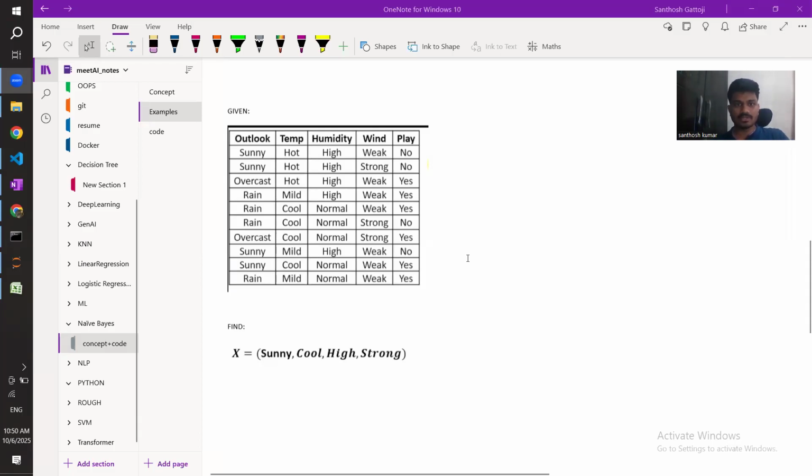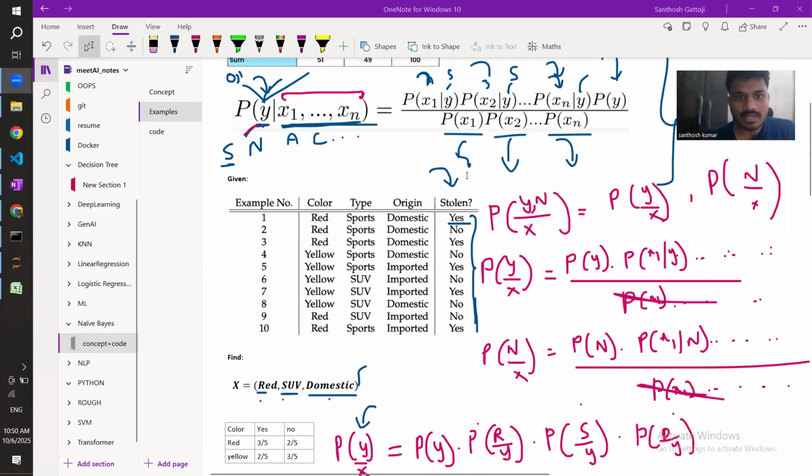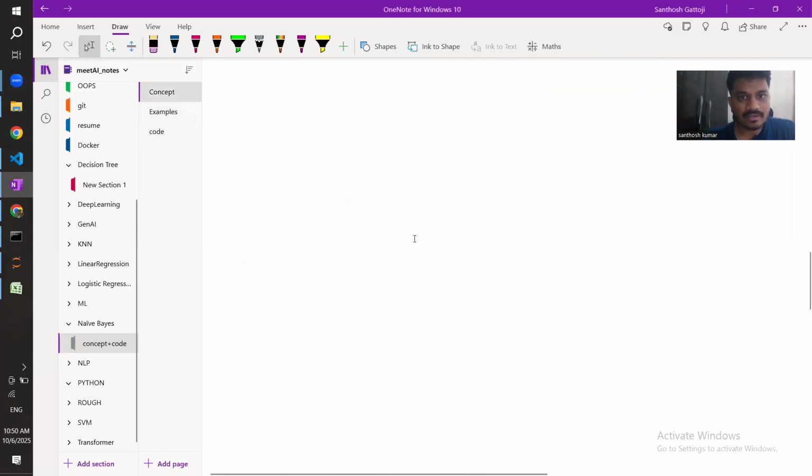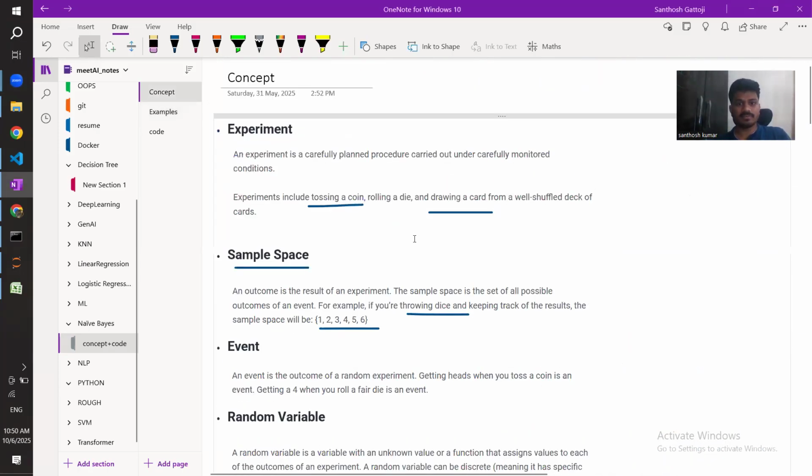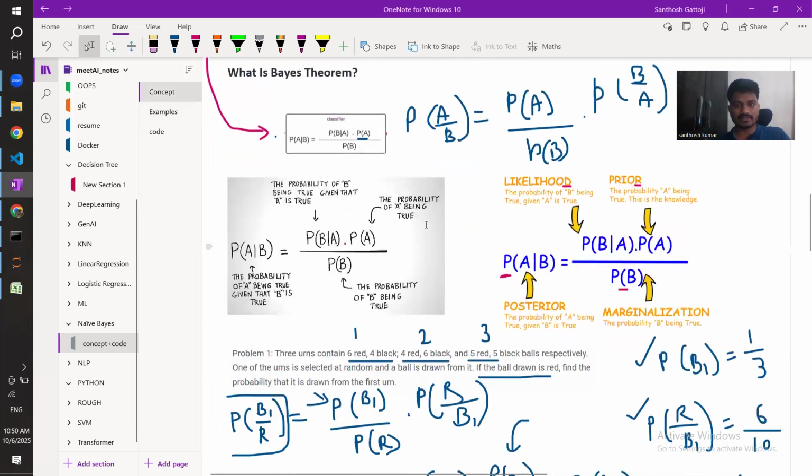So let's continue the naive Bayes discussion. In the last class we started understanding the basics. The main takeaway from the last class should be what Bayes theorem is. Bayes theorem is the probability of A given B equals the probability of B given A into A, divided by the overall probability of B. It's the formula.